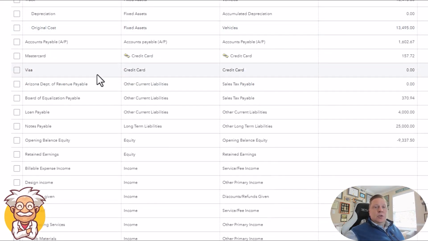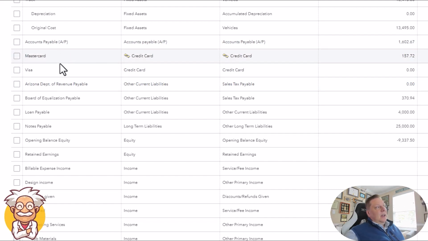Now we move into the liability section of your chart of accounts. Again, it starts out with your current liabilities, which the number one would be your accounts payable. Again, QuickBooks has its separate ledger for accounts payable. It's its own module, and you will not be able to eliminate this. This will always show up in the chart of accounts, whether you use it or not. If you don't use it, obviously this will show up as 0.